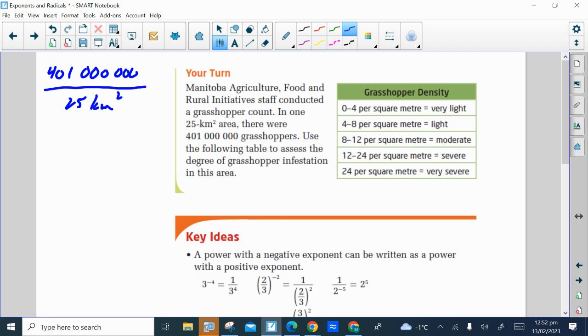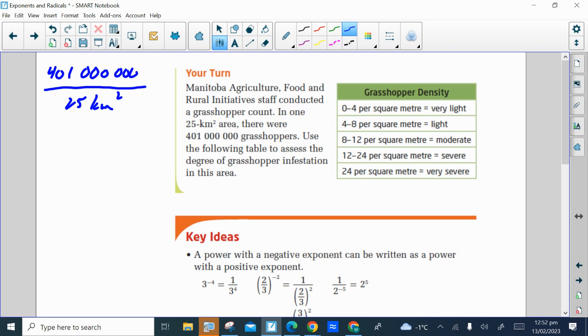If you divide those numbers right now, you will have the number of grasshoppers per square kilometer. But the table, the chart, wants to know how many grasshoppers there are per square meter. So we have to do a little bit of work here to figure out how many square meters there are in 25 square kilometers. If you were just going from kilometers to meters, you'd multiply by 1,000. There are 1,000 meters in a kilometer.